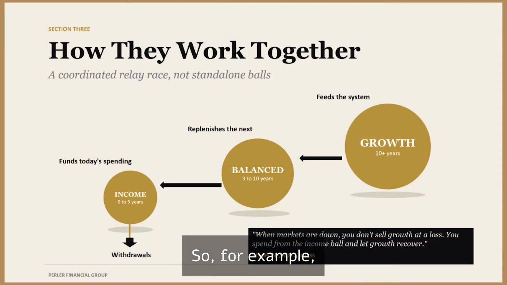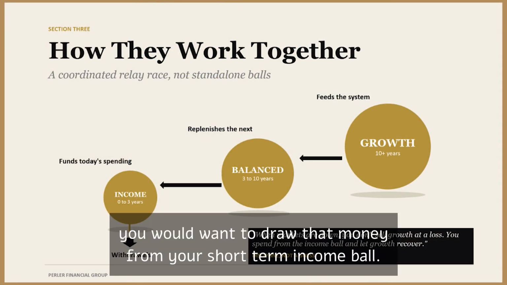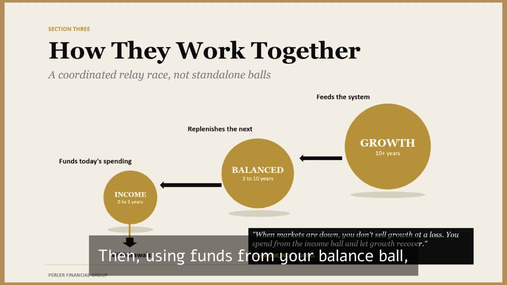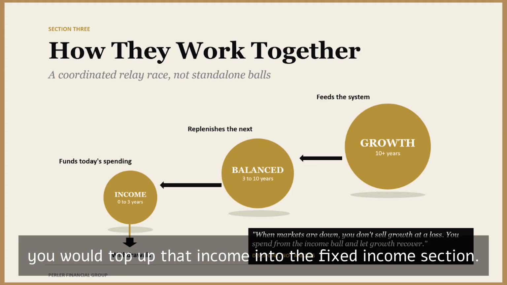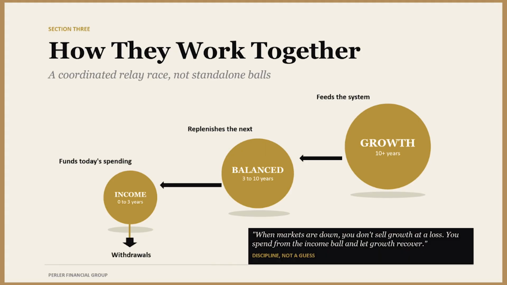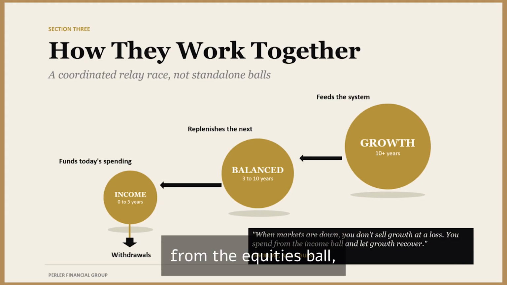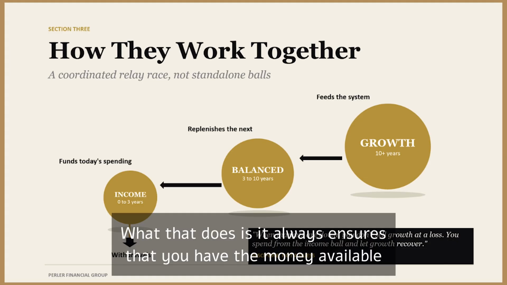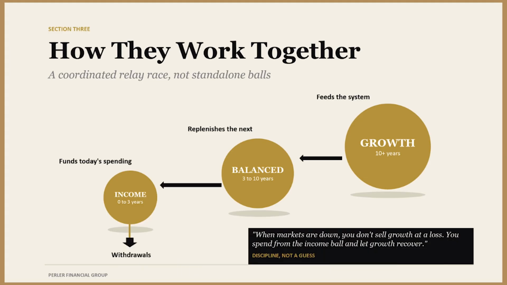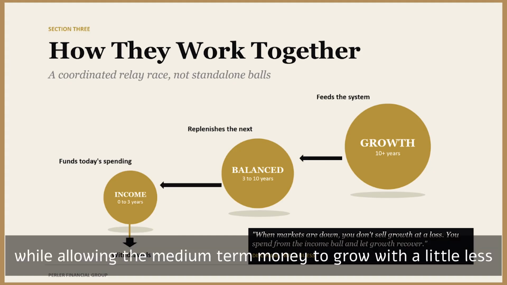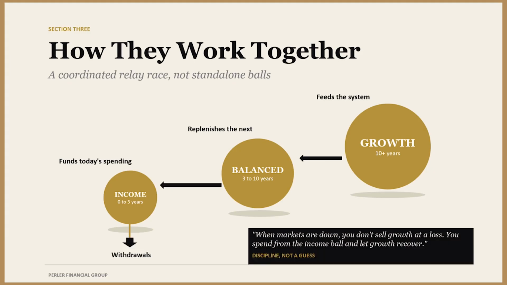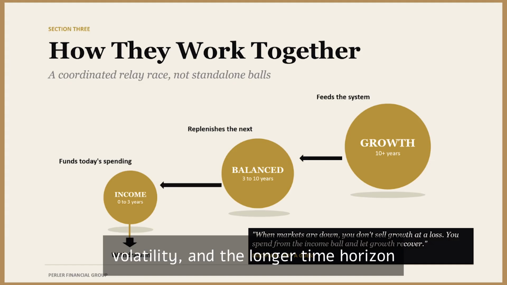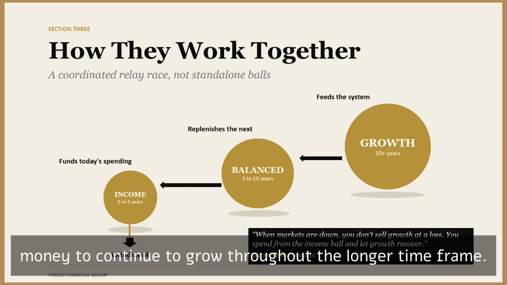So, for example, let's say you have an income need. You would want to draw that money from your short-term income ball. Then, using funds from your balanced ball, you would top up that income into the fixed income section. And then from the equities ball, you would fill up the balanced to allow that to grow. What that does is it always ensures that you have the money available when you need it, while allowing the medium-term money to grow with a little less volatility, and the longer time horizon money to continue to grow throughout the longer time frame.